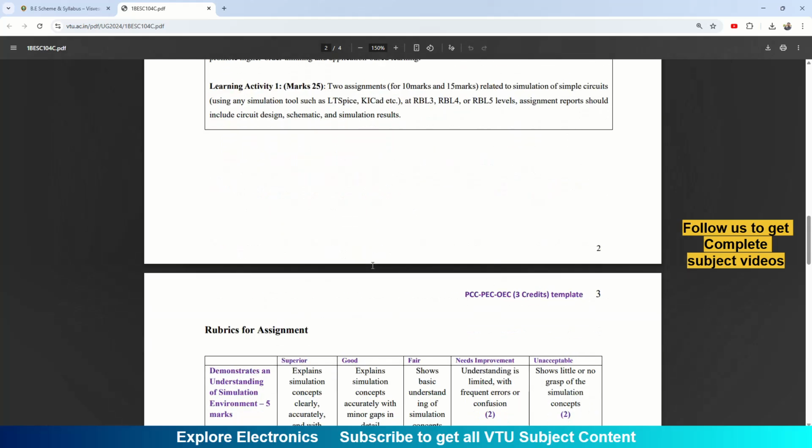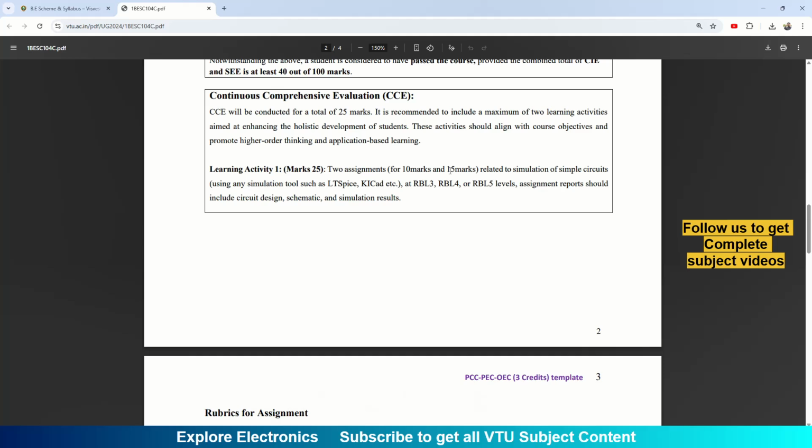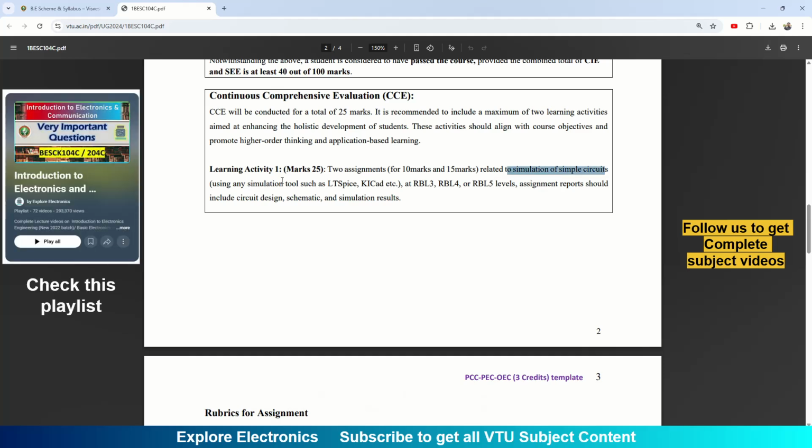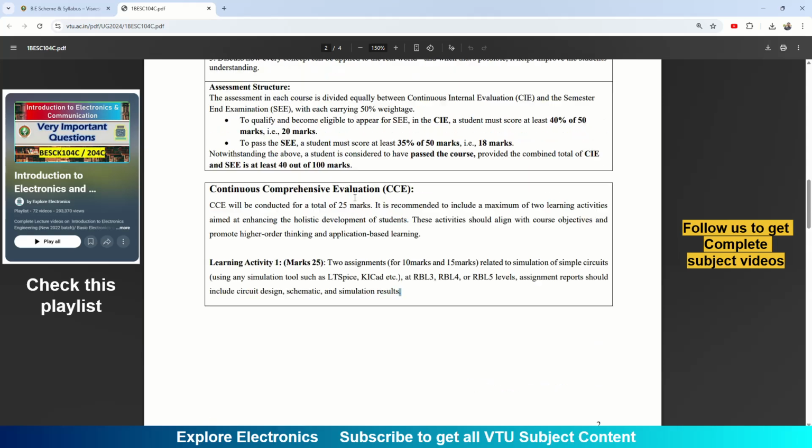And also there is a learning activity here. You can see 2 assignments will be given for 10 marks and 15 marks related to simulation of simple circuits. Any tool using LTspice or KiCad etc. can be used, at RBL 3, RBL 4, RBL 5 levels. Assignment report should be submitted to the teacher. It should include circuit design, schematic and simulation results. You can use these free tools available and you can do this activity. This is about the syllabus.